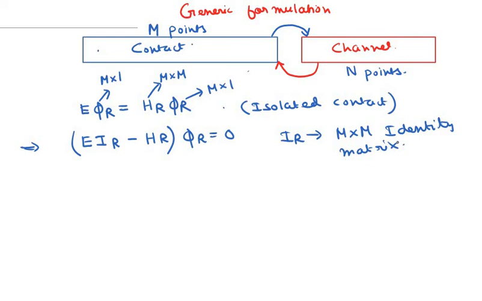Okay, in this case when the channel is basically coupled to the contact, the wave function of the contact can leak into the channel. The wave function from the contact can leak into the channel because the contact basically drives current inside the channel. So the wave function from the contact has to leak inside the channel. So that is why we have to add a leakage term over here.